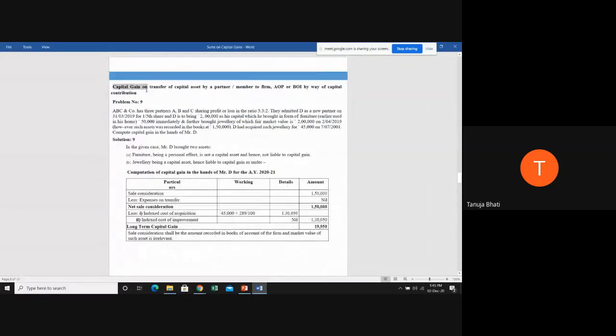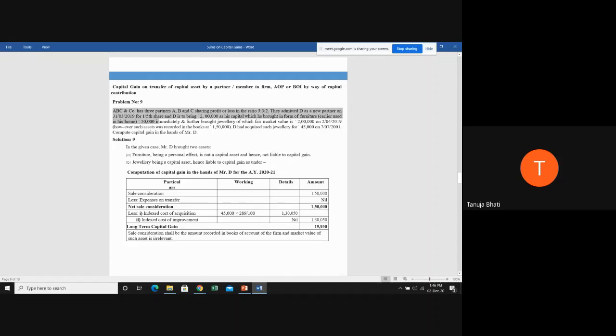So students, capital gain on transfer of capital asset by a partner or member to a firm, AOP, BOI by way of capital contribution. So let us see a problem on that. ABC company has 3 partners, A, B, C, who share their profit and loss in the ratio 5:3:2. They admitted D as a new partner on 31/3/2019 for 1/5 share, and D is to bring 2 lakh rupees as his capital, which he brought in the form of furniture, which was earlier used at his home.